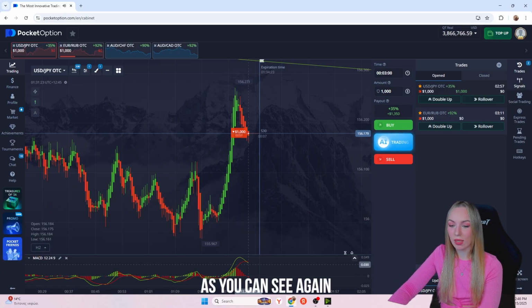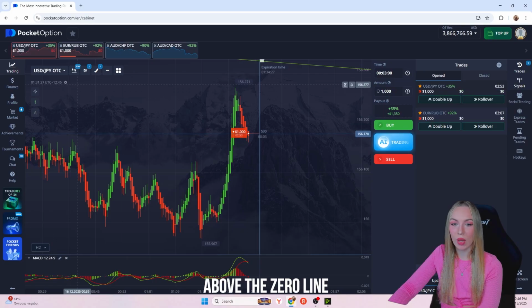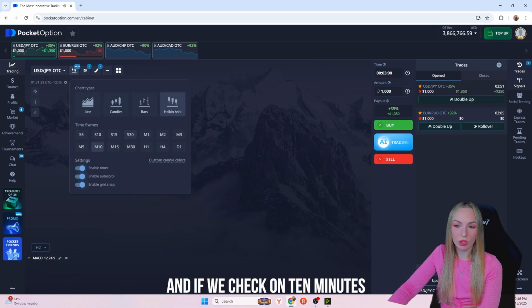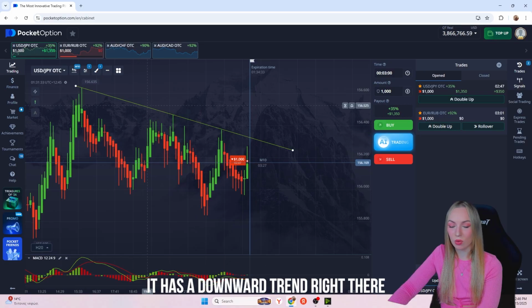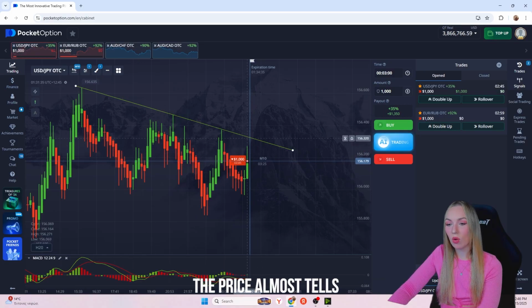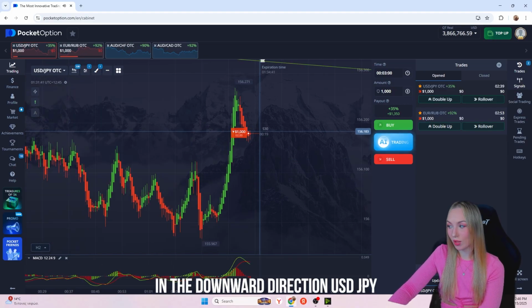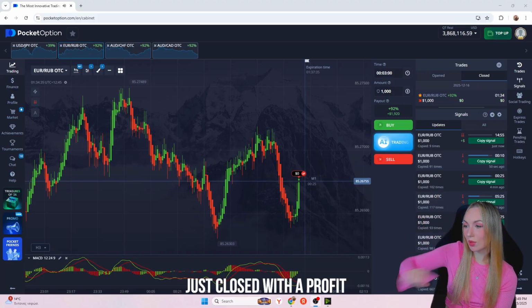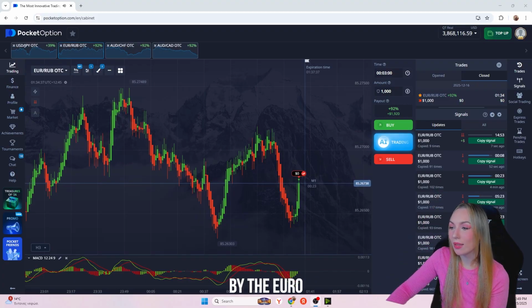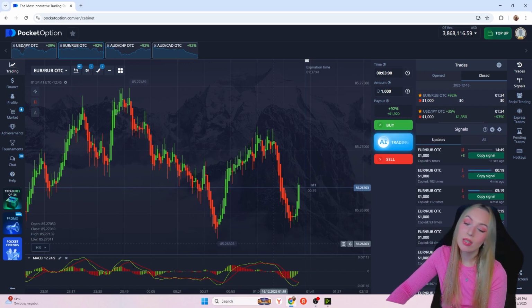As you can see, again, MACD crossed in the overbought zone above the zero line, and if we check on 10 minutes, it has a downward trend right there. The price almost touched the resistance line, so I think it's a good signal for us to enter in the downward direction. USD/JPY just closed with profit, but EUR/RUB just closed without the profit.